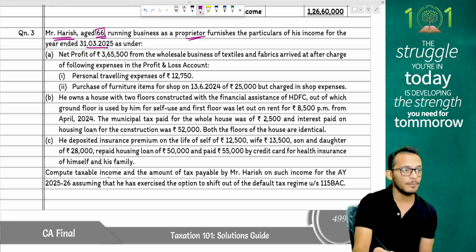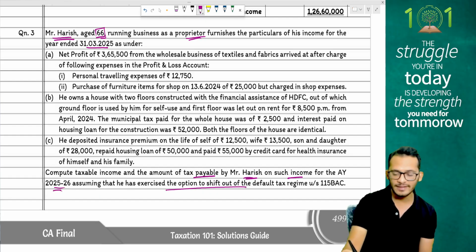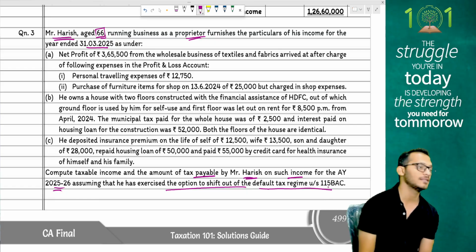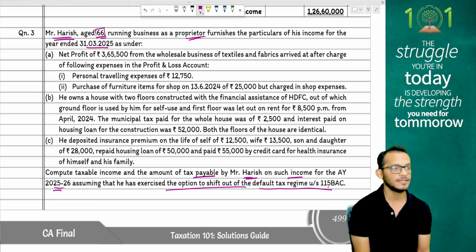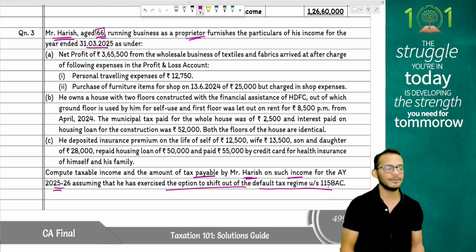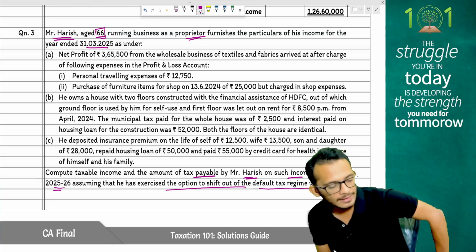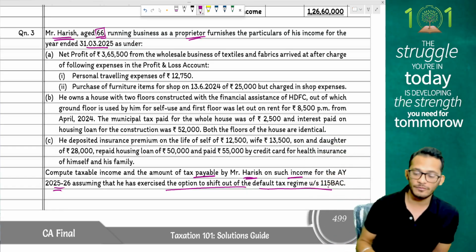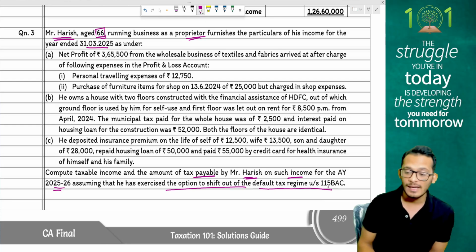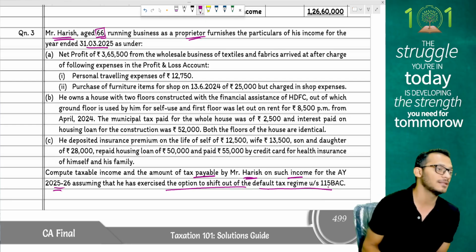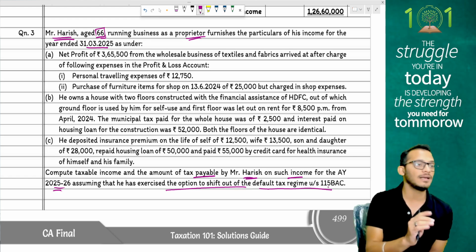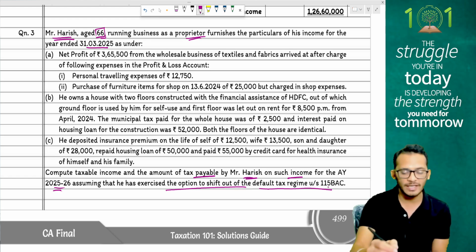Last line, it says compute the taxable income and the amount of tax payable by Mr. Harish on such income for the assessment year 25-26, assuming that he exercises the option of shifting out of the default regime. The person is going for the alternate regime. Tax payable will have a slab of 3 lakhs. Net profit is 3,65,000 from wholesale business of textile and fabrics, arrived after charging the following expenses in the P&L account. You have to check what the following items are.